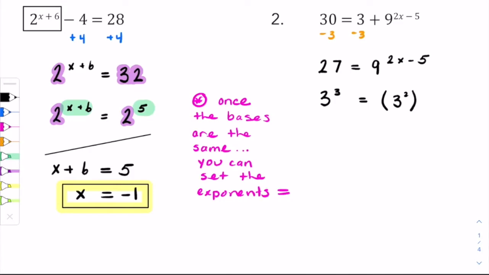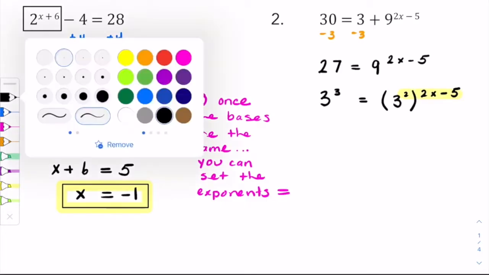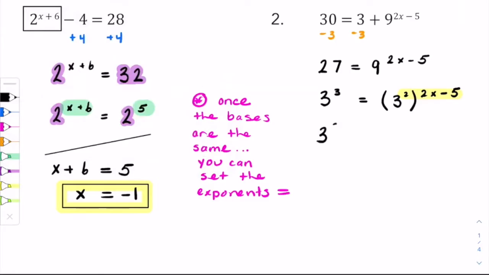The value of 9 already had an exponent. It was 2x minus 5. When you have the power property for exponents, you need to multiply them together. 3 cubed is equal to, when you multiply, make sure you distribute your value. This is equal to 3 raised to the power of 4x minus 10.